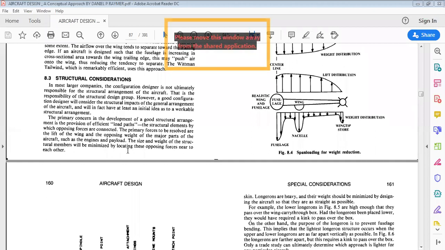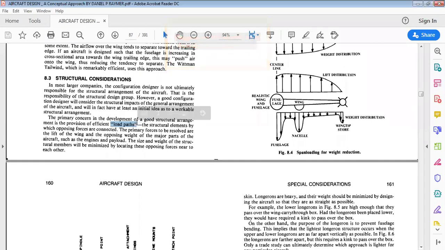However, a good configuration designer will consider the structural impacts of the general arrangement of the aircraft. They should at least have an initial idea of a workable structural arrangement. The primary concern in developing a good structural arrangement is the provision of efficient load paths. Wherever the load path goes, it must have the capability to withstand that load. These are all things that should be taken into consideration when you are going for a structural design.